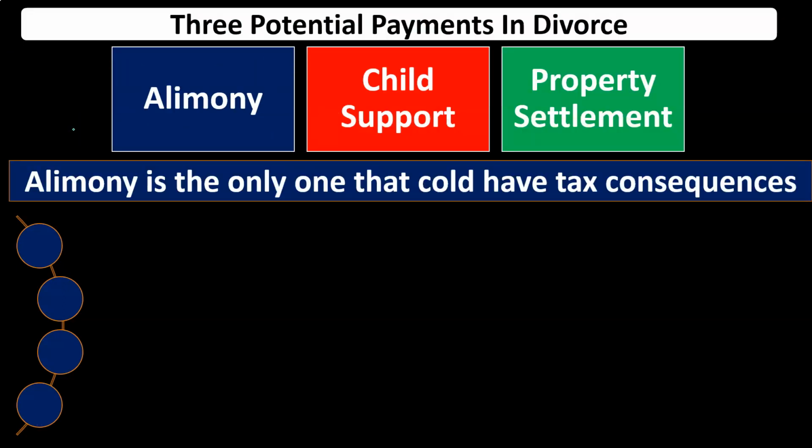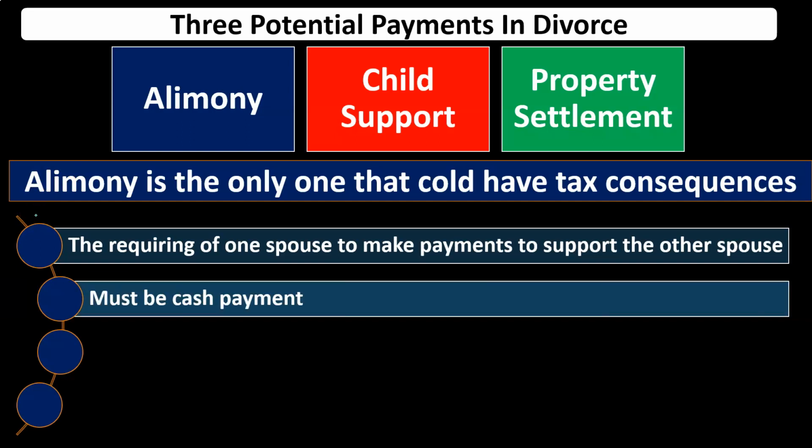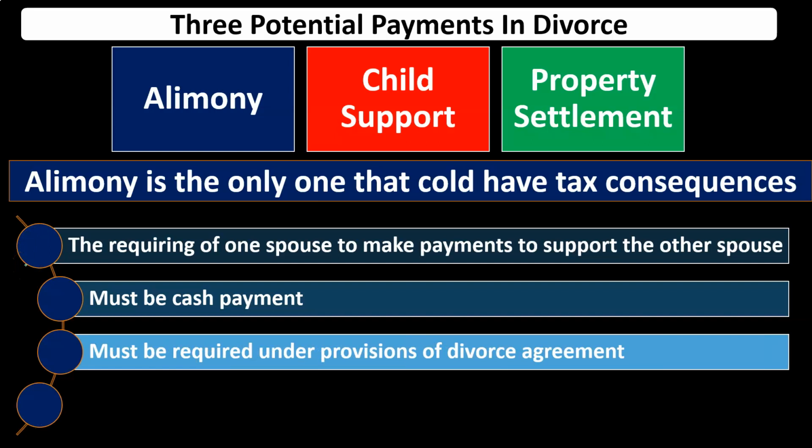So alimony is the only one that could have tax consequences typically. It's the requiring of one spouse to make payments to support the other spouse, and they must be cash payments. So typically when you're talking alimony, you're talking cash payments required under provisions of the divorce agreement. In other words, if one spouse just decides, hey, I'm just going to give money for whatever reason to the other spouse, you can't simply claim it as alimony if it's not part of the divorce agreement.